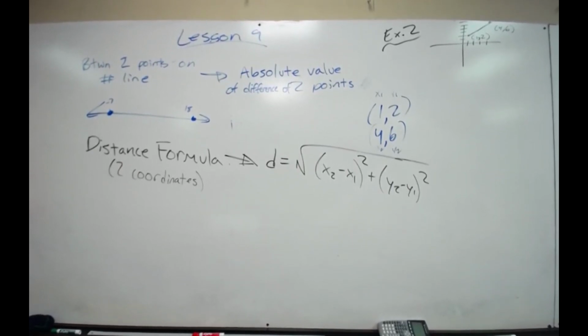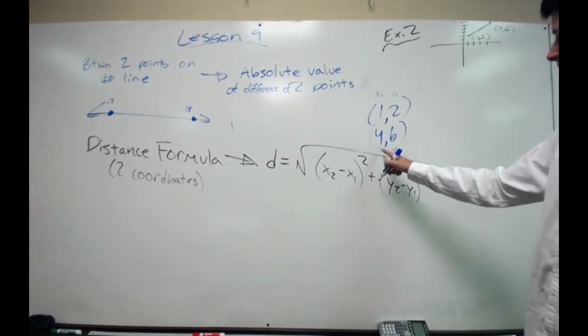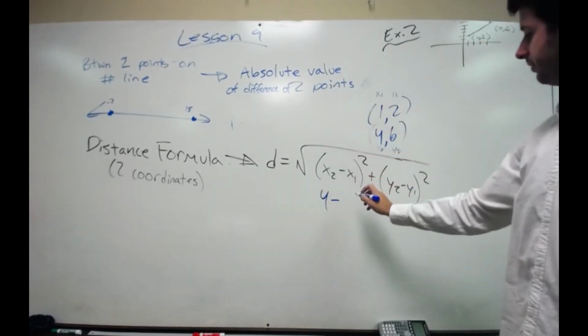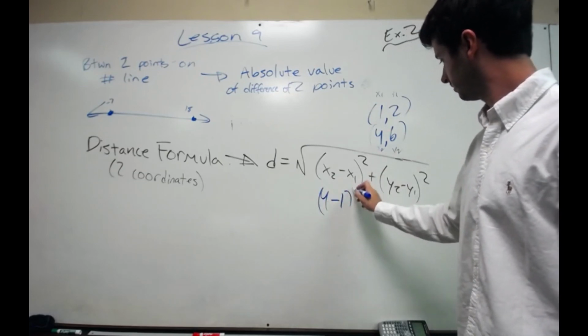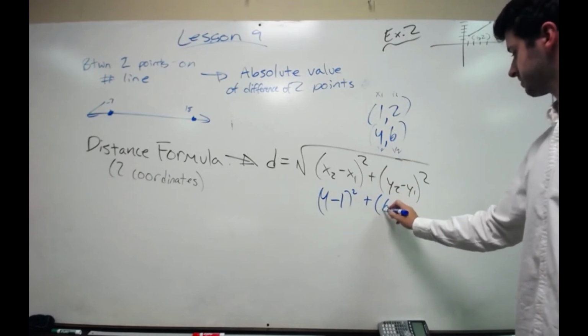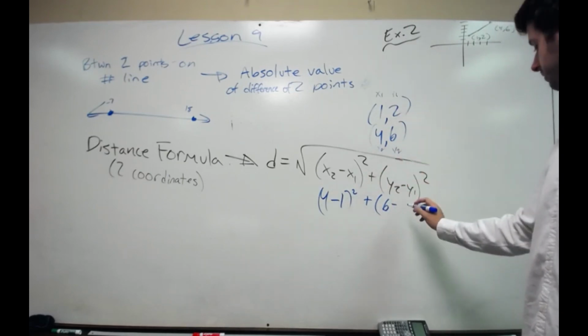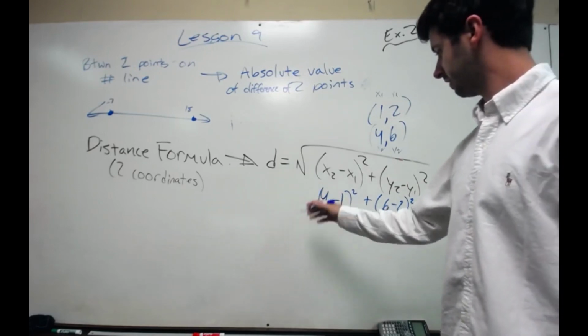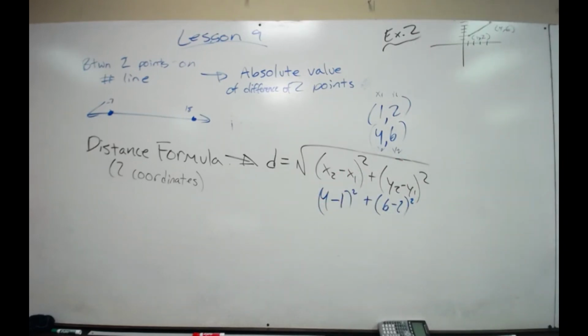So we plug it into the formula. X of 2, 4, minus x of 1, 1, quantity squared plus y of 2, 6, minus y of 1, 2, quantity squared. And then all that's square rooted.